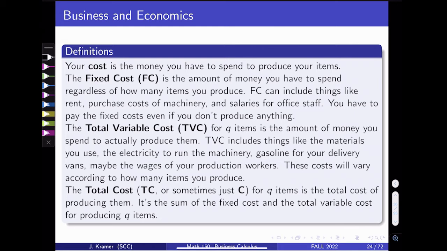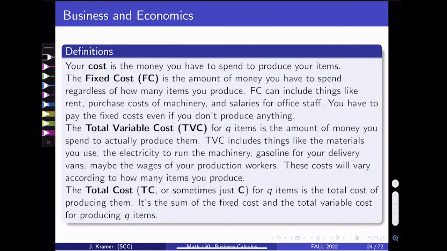The total variable cost for Q items is the amount of money you spend to actually produce them. Total variable costs include things like the materials you use, the electricity to run the machinery, gasoline for your delivery vans, maybe the wages of your production workers. These costs will vary according to how many items you produce. The total cost for Q items is the total cost of producing them. It's the sum of fixed costs and total variable costs for producing Q items.